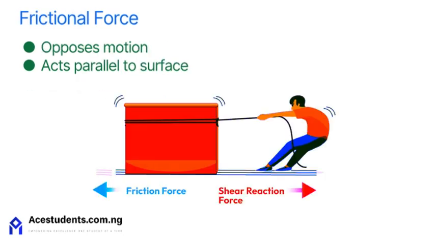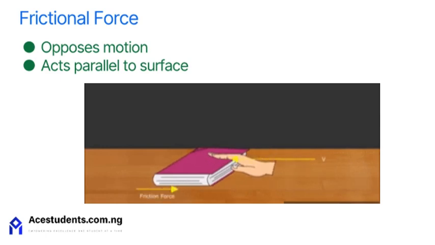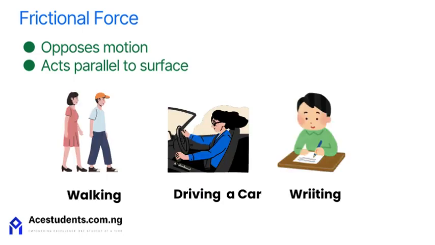Friction is a force that resists the relative motion between two surfaces that are in contact. It always acts in the opposite direction of the movement, or attempted movement. For instance, if you slide a book across a table, friction works against that motion, slowing it down. This force acts parallel to the surface of contact, not perpendicular like the normal force. Friction is essential in everyday life. Without it, walking, driving, or even holding objects would be impossible.